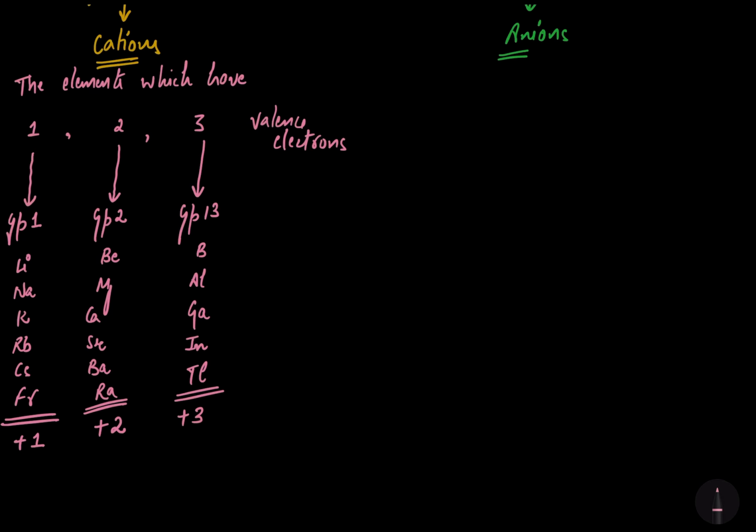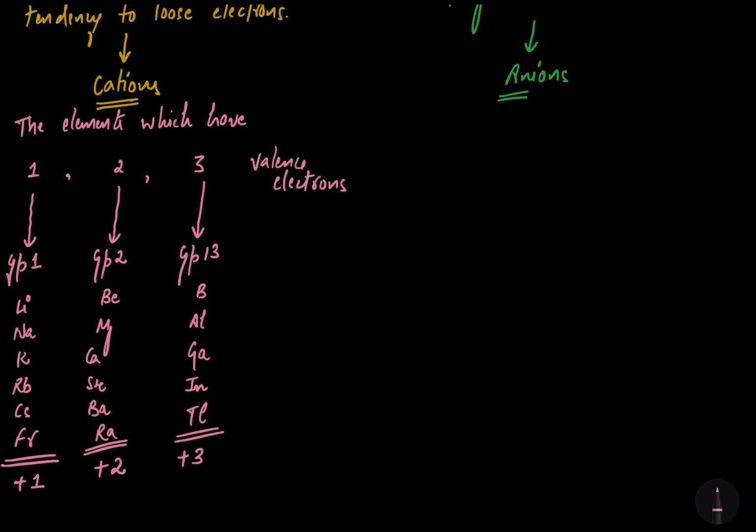So that's all about the cations, that is, the elements which have 1 or 2 or 3 valence electrons readily form cations. The elements which have 1 valence electron belong to group number 1 and have an oxidation state of plus 1. The elements having 2 valence electrons belong to group number 2 and have an oxidation state of plus 2. The elements having 3 valence electrons belong to group number 13 and have the oxidation state of plus 3. Now let's talk about the anions.